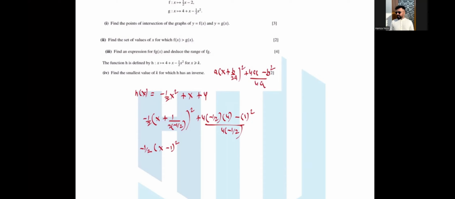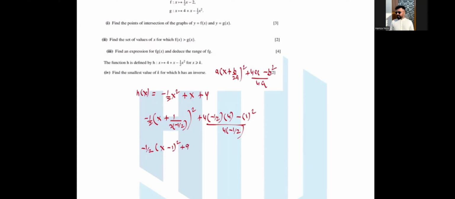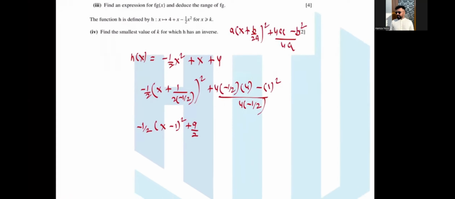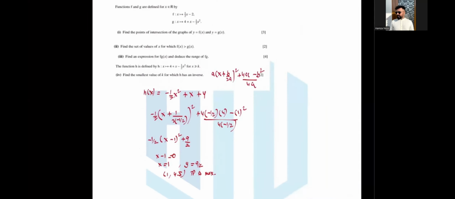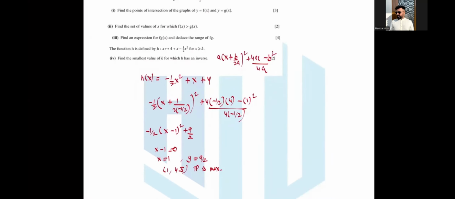So this is supposed to be 9 over 2. All right. So this essentially means that when x minus 1 is equated with 0, x is equal to 1, and the y coordinate is equated with 9 over 2, meaning 1 comma 4.5 is the turning point of the quadratic graph, which is the maximum turning point. Okay. So now the x coordinate of the turning point is 1.